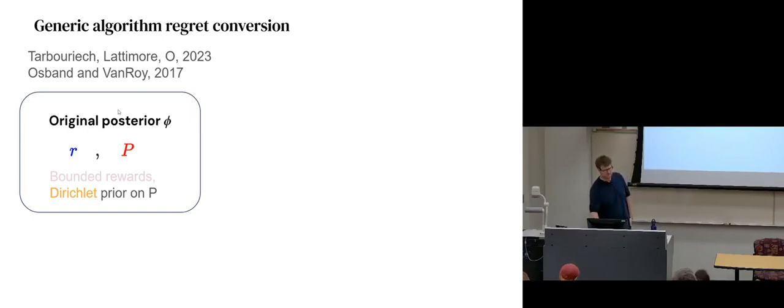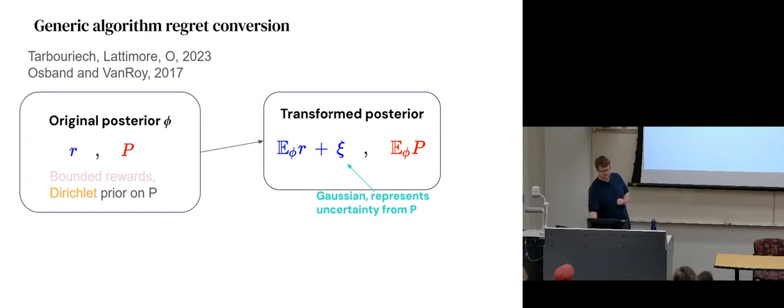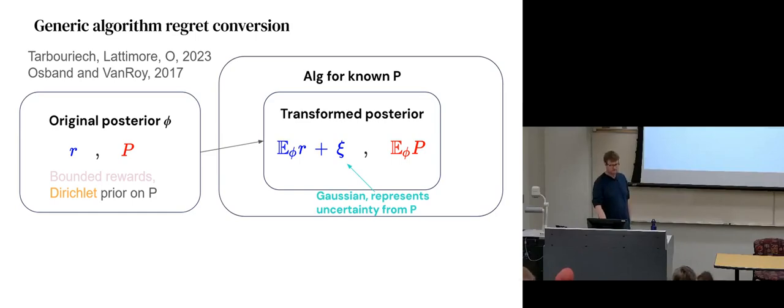So you have some original posterior that's including uncertainty in both the rewards and the transition function. It turns out you can transform that posterior where you replace the uncertainty in P with just its mean. So you replace the posterior over P with just its mean value, and you shove a bunch of extra uncertainty into the rewards. So you've transformed it from unknown R, unknown P to known P, but much less known R, like inflating the posterior over R. You can run an algorithm for the known transition function on that transformed posterior, where the uncertainty in P has been shoved into the rewards.